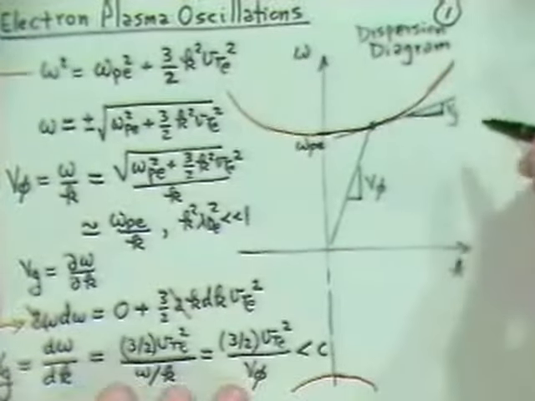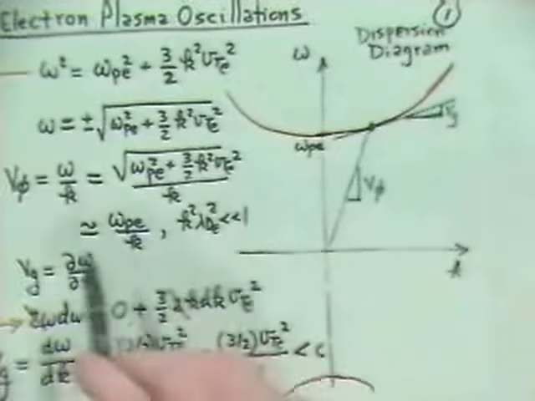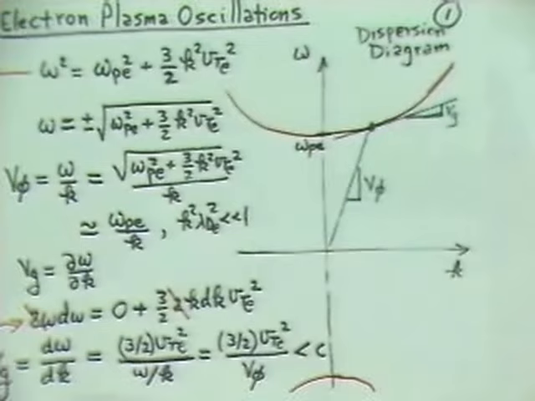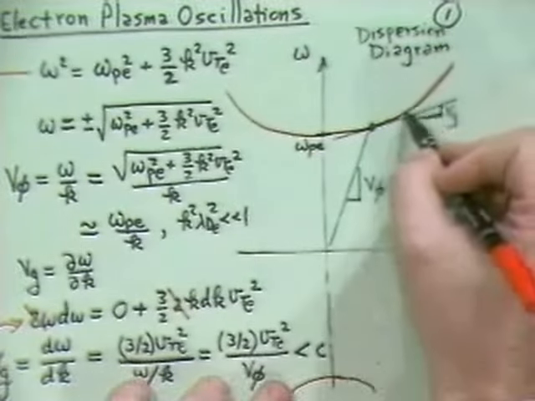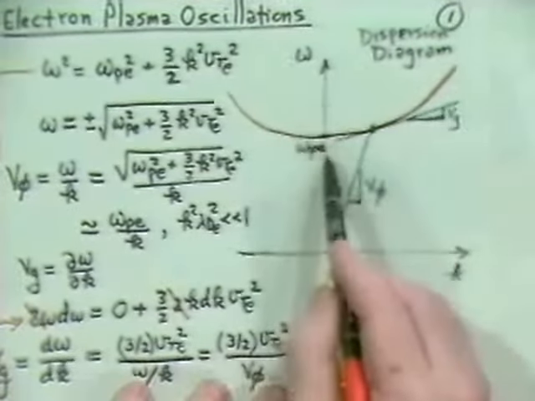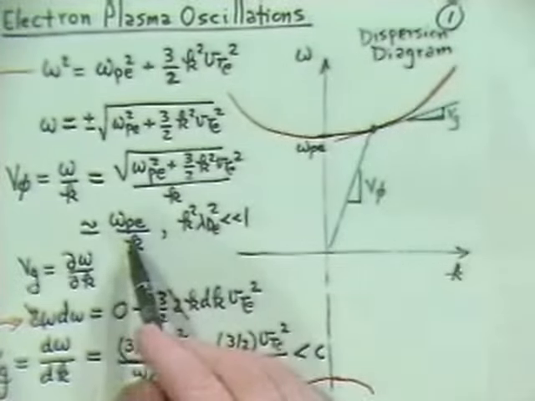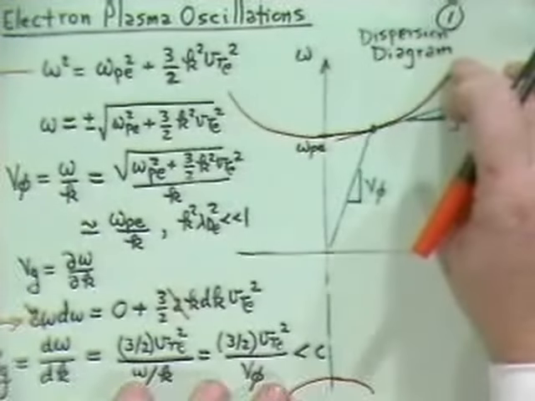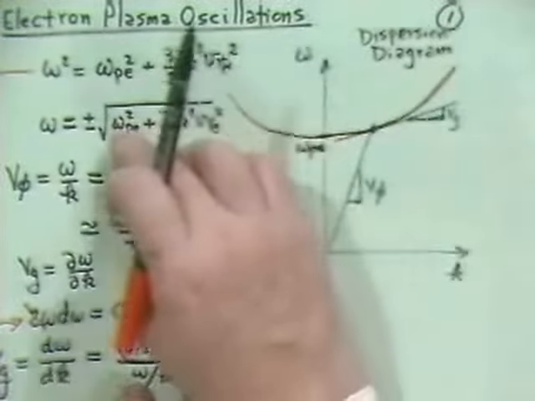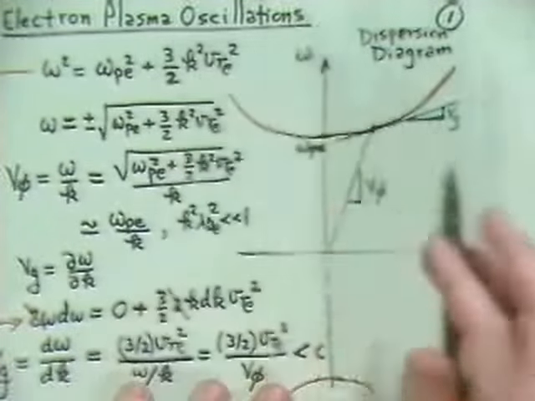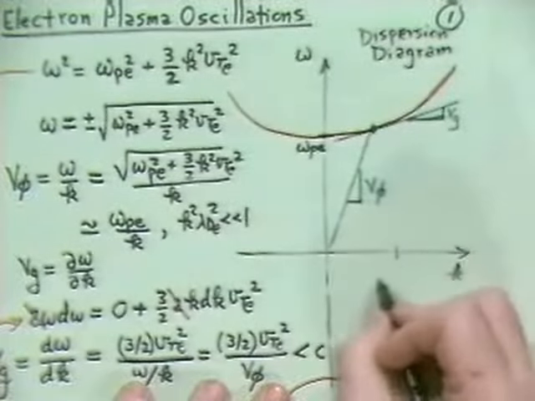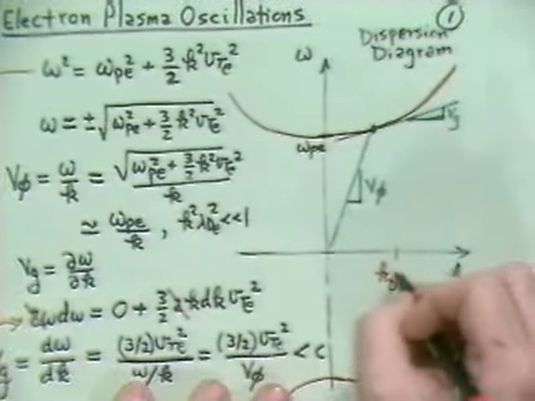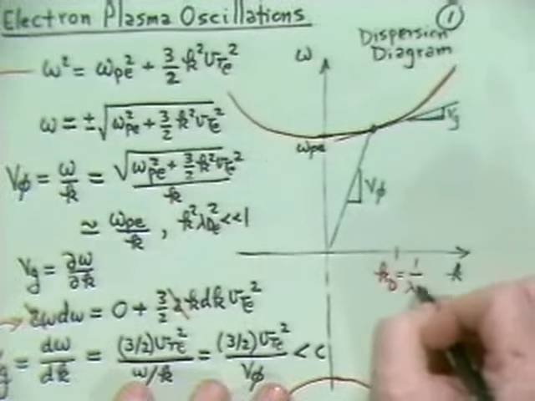And then we might also note that in the limit that k goes to 0, our omega is approximately the plasma frequency. At what sort of k does this curve start turning up? Well, it's whenever k squared is omega pe squared over v thermal e squared, which it turns out is what is often called k Debye, which is 1 over the electron Debye length.